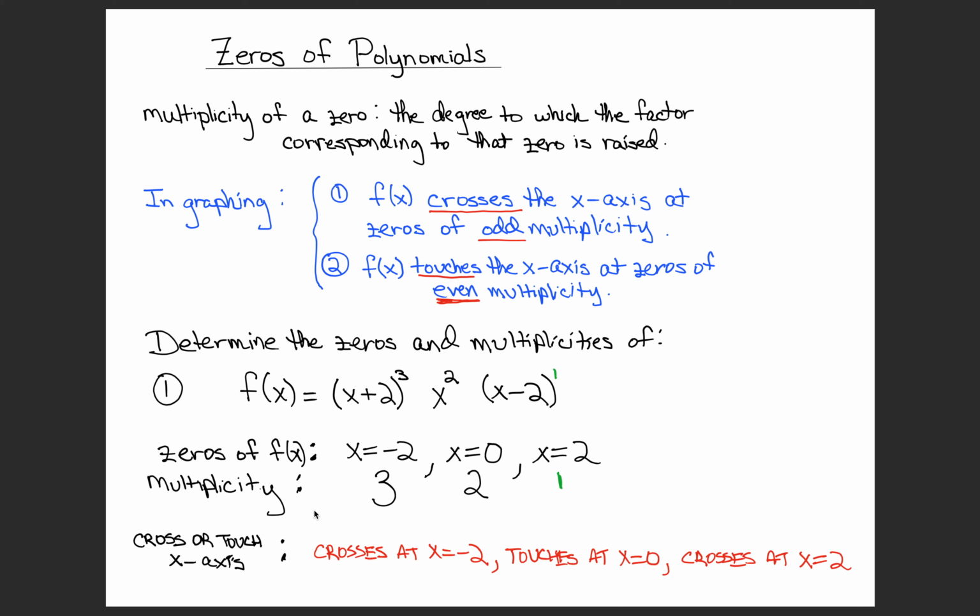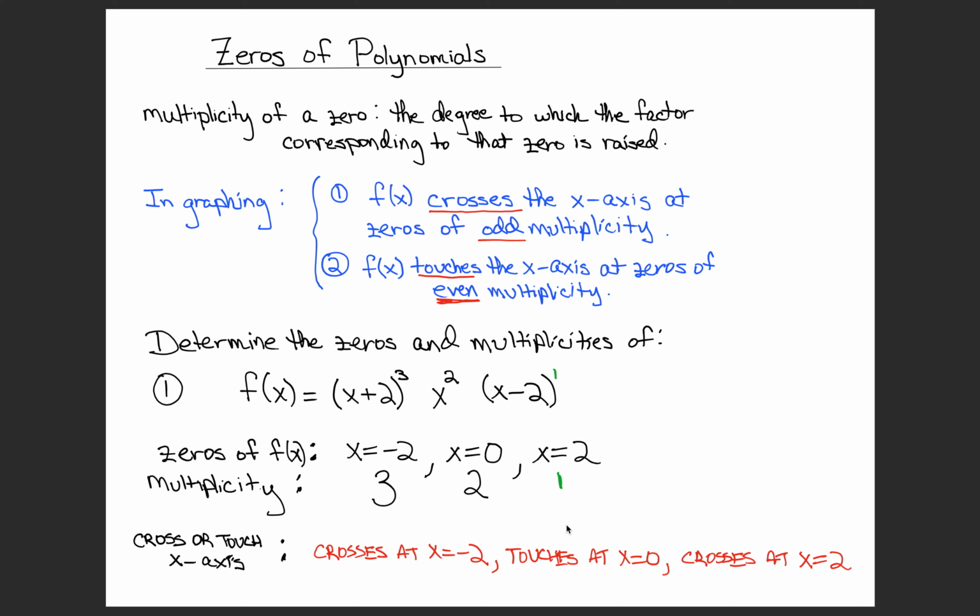And again, considering that for the zeros that have odd multiplicity, in other words, the zeros that originate from factors raised to odd number powers, it will be at those zeros that the graph is going to cross. So with negative 2 and positive 2, those zeros have odd multiplicity. So the graph is going to cross at x equals negative 2, and also at x equals positive 2. And since 0 has an even-valued multiplicity, it is at x equals 0 that the graph is going to touch.